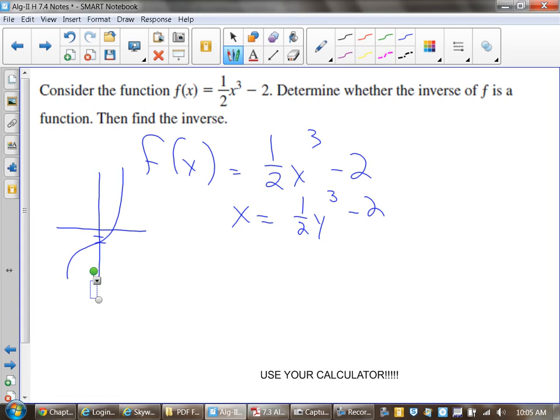What do you do first? Yes, sir. Do you agree that we add 2? Yes. And then you multiply by 2. Then we multiply everything by 2?